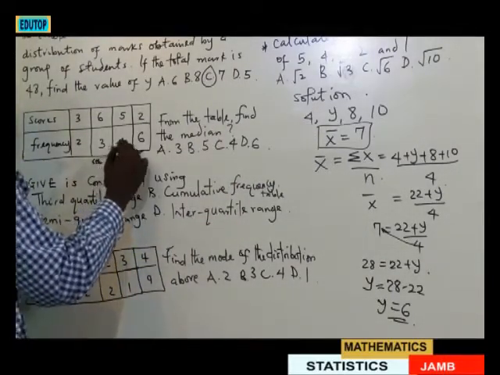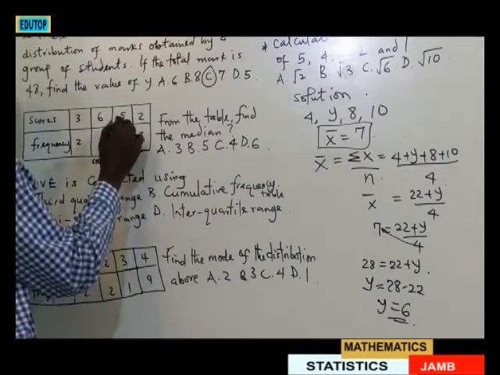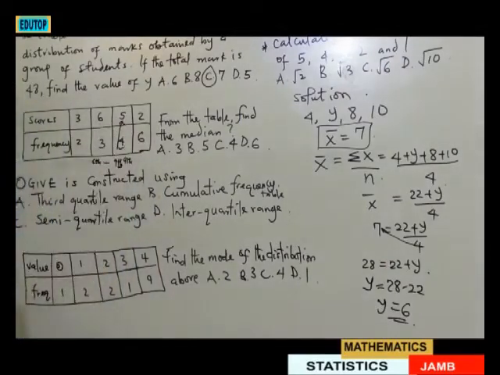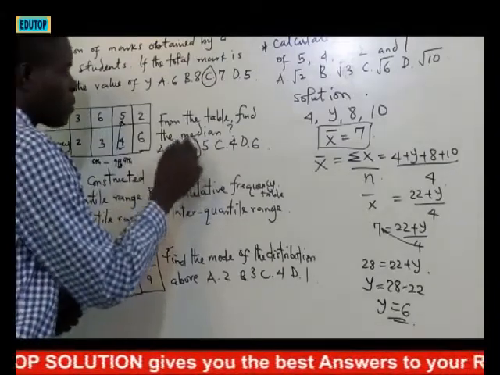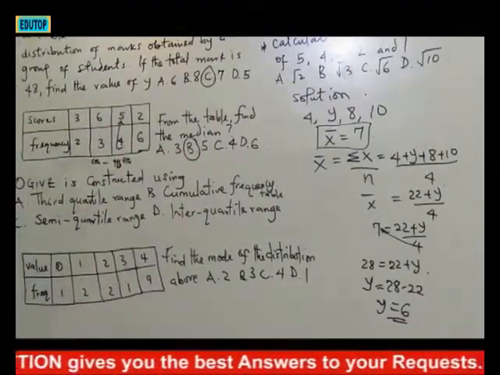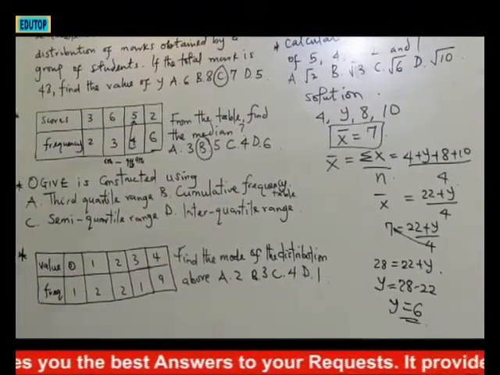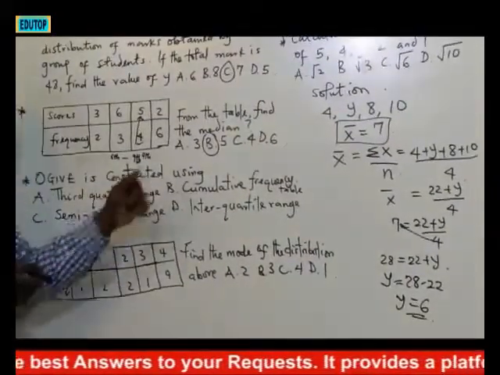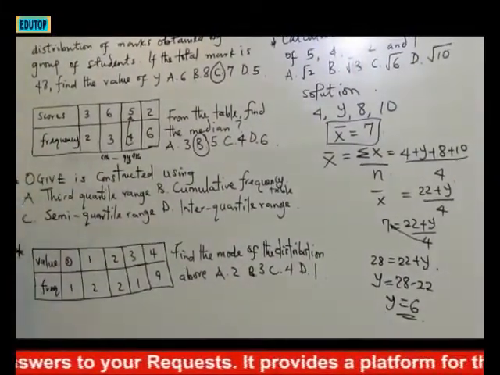And where do we have that? This is where we have that. Then we trace our corresponding score. That will be 5. So that will definitely be 5 for the median.